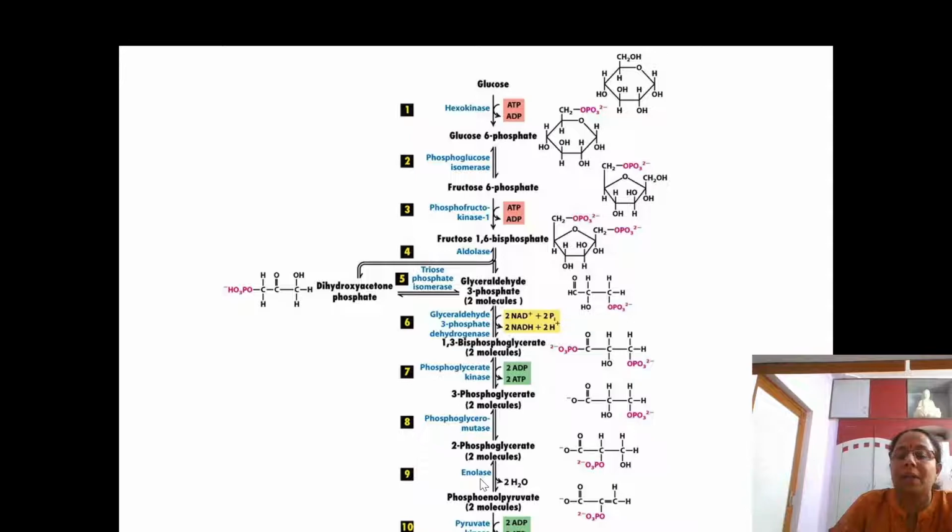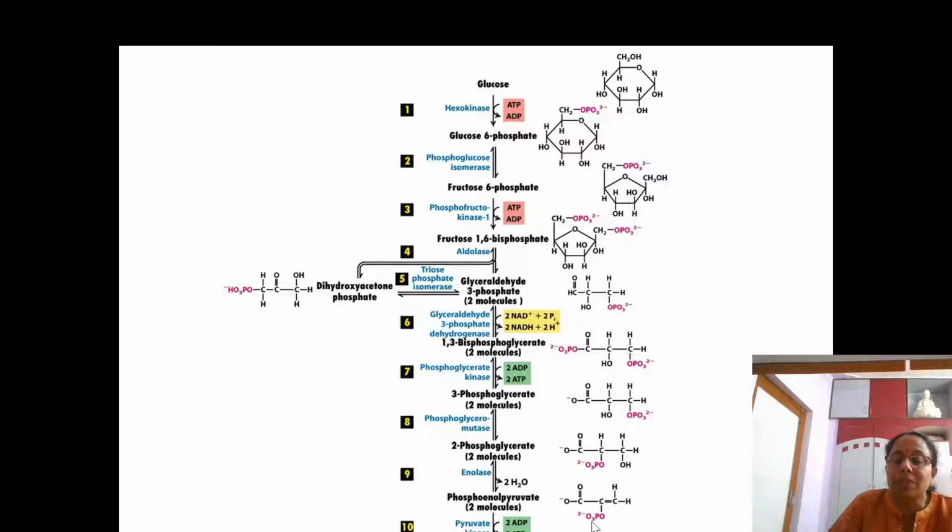Phosphoenol pyruvate is formed by the help of an enzyme, enolase, where dehydration takes place. See, this H and this OH get eliminated by the help of the enzyme enolase. So when you remove this H and this OH, there comes a double bond. So what you have is phosphoenol pyruvate, PEP. See, in the next step, this phosphoenol pyruvate is converted into pyruvate with the help of an enzyme, pyruvate kinase.